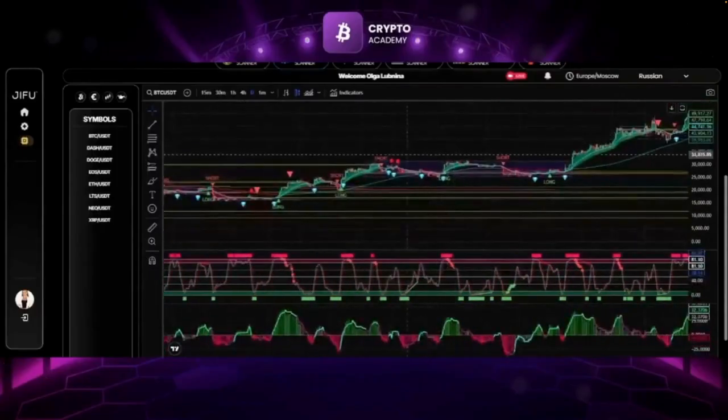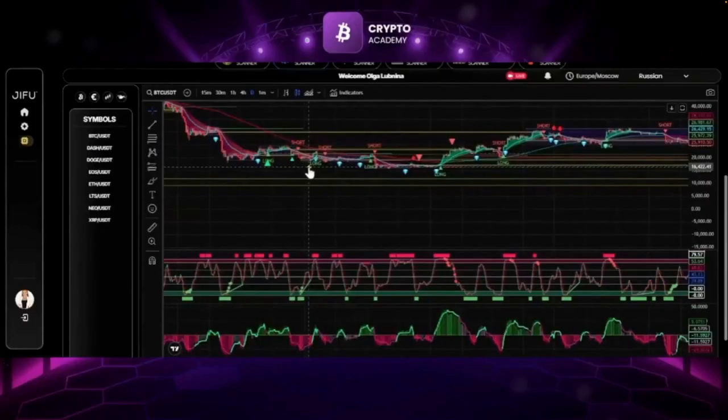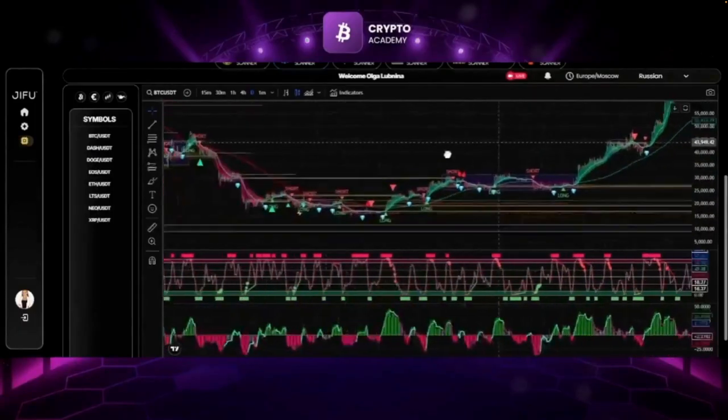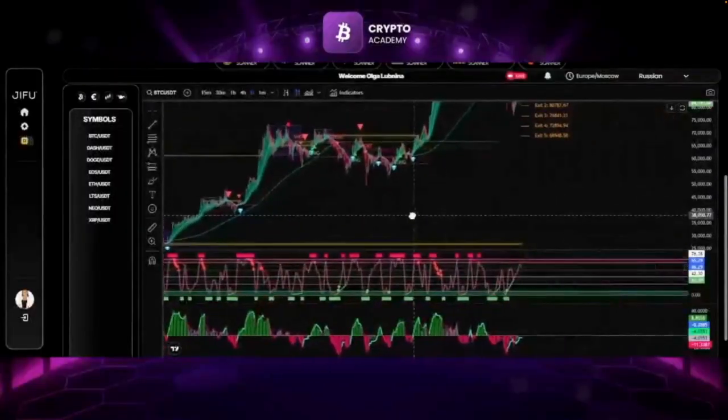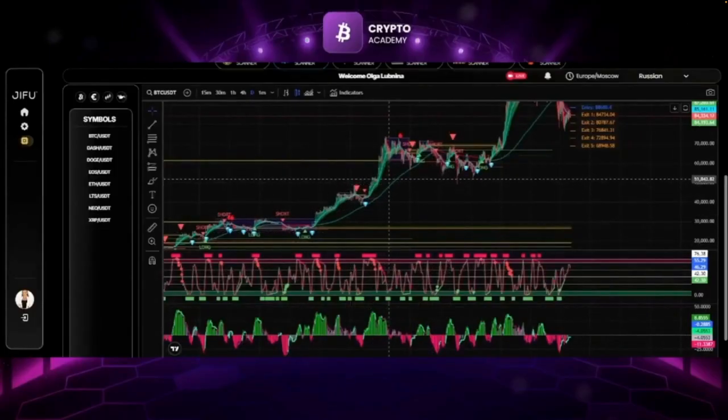Buyer, seller, and bottom. Next, you need to understand that the lower the time frame, the more signals you see on the chart. And the higher time frame shows you fewer signals.